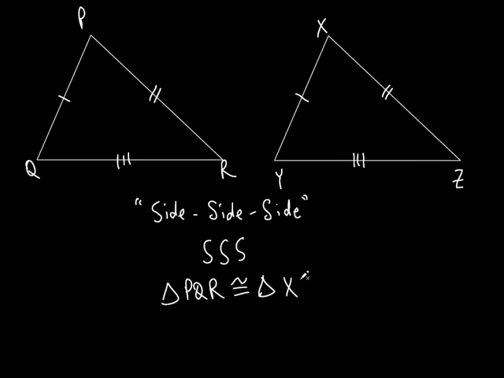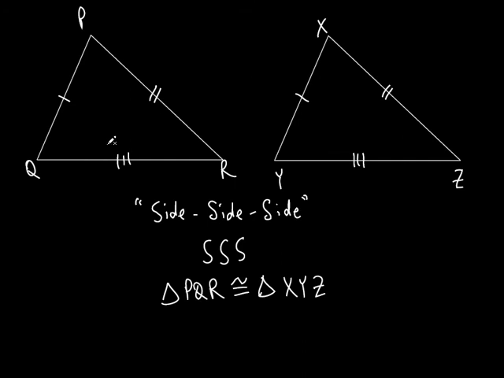Everybody see that? Because they're the ones that match up. So they are congruent to each other. Now, I didn't say anything about the angles to begin with, did I? But now that I know that they're congruent to each other, what do you think I can say now about angle P and angle X? That they are equal. That's right. They are congruent to each other.